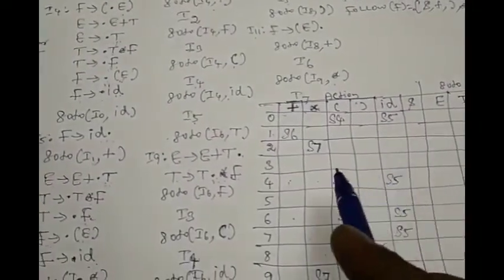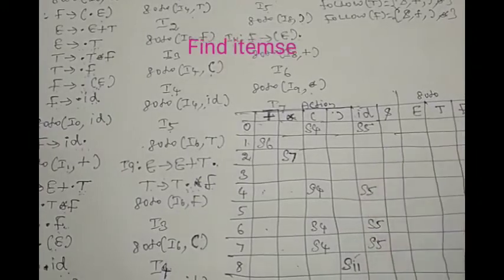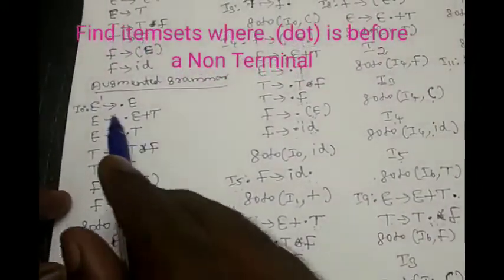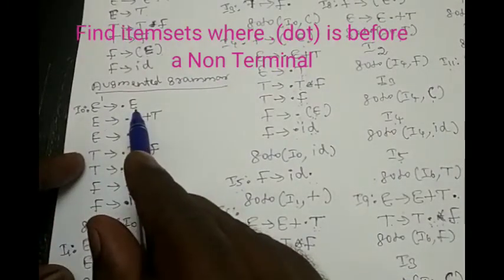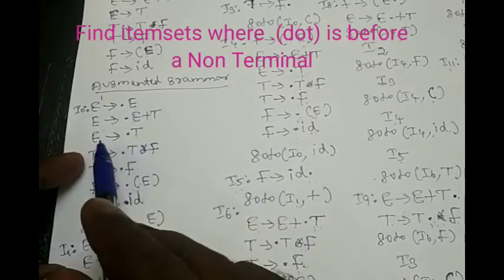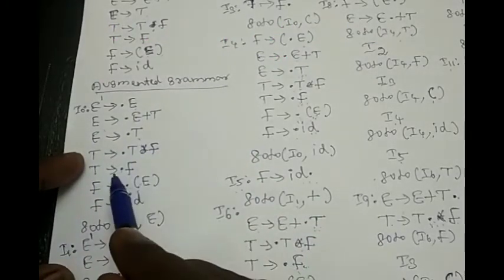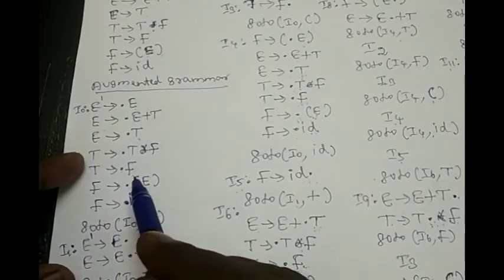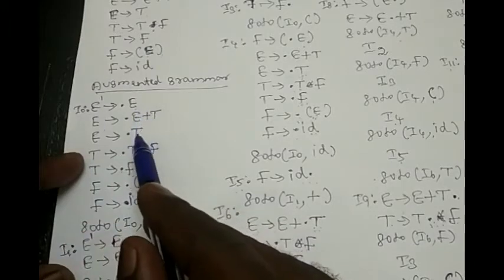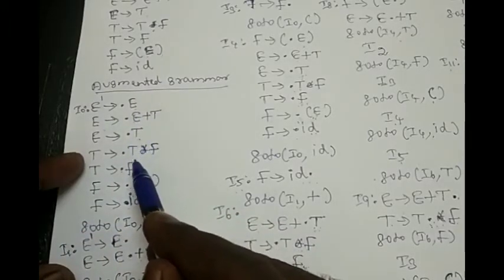So now we have seen a dot before a terminal, and everything has been done. Now look into productions where the dot is before a non-terminal. Let's come to item set 0. The dot is before E here, so goto of I0 comma E. We also have to process goto of I0 comma T and I0 comma F. These are the three non-terminals that have a dot before them.